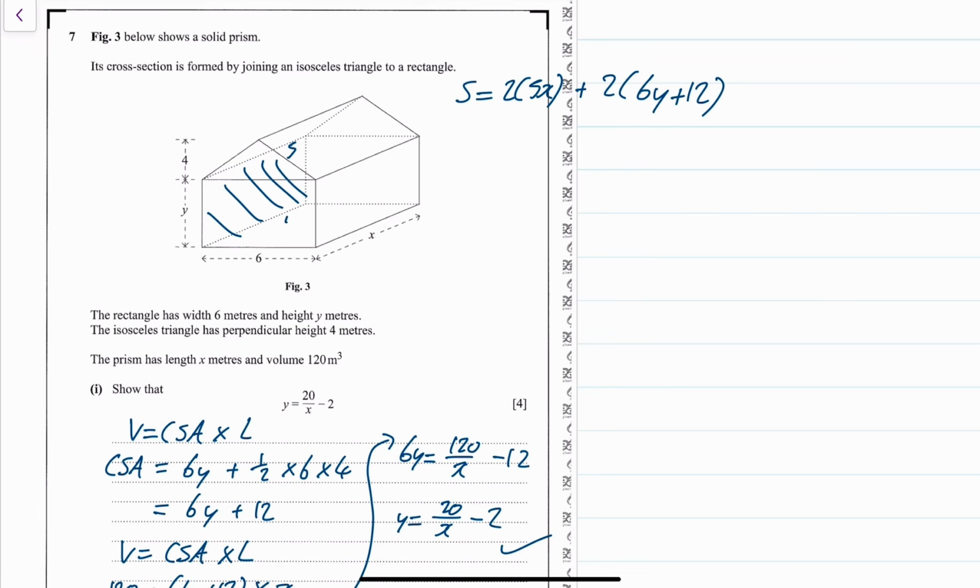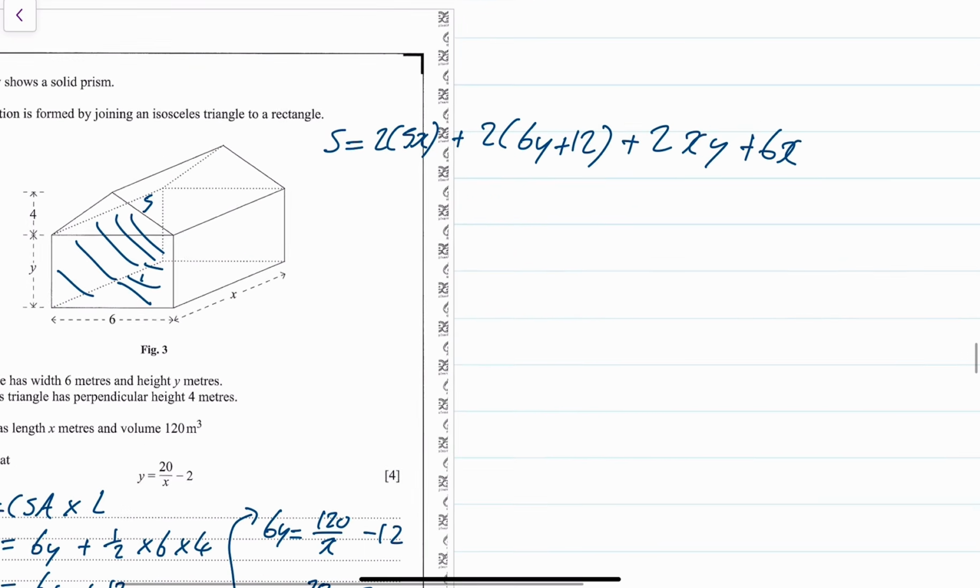Okay, so what I've done so far, I've done my 2 cross-sectional areas, and then I've done my 2 slopey bits. Then I just need to do the side bits as well. So I've got 2 x's, 2 xy's, sorry. And then I've also got the base, which is going to be 6x. So there we have it. We've got it all done. So that was the whole cross-sectional area done. My goodness, I would have wasted a lot of time doing it the other way.